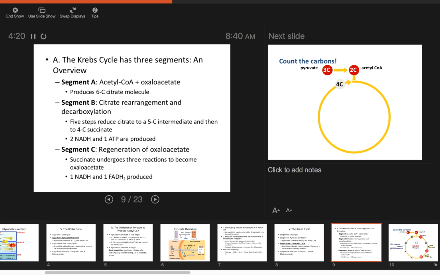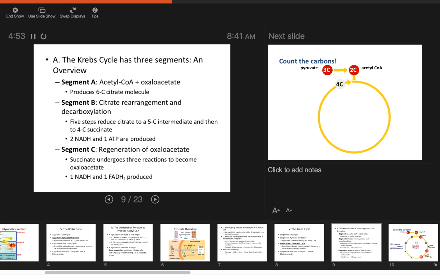Okay. So you can break down the Krebs cycle into 3 segments, where the first segment is you're going to produce a citrate molecule. Then the second segment, segment B, is what they call it. Citrate gets rearranged, and then decarboxylation, which means what? Stripping of a carbon. And what are you going to make? CO2. Yeah, carbon dioxide. So decarboxylation means you're going to make a molecule of carbon dioxide.